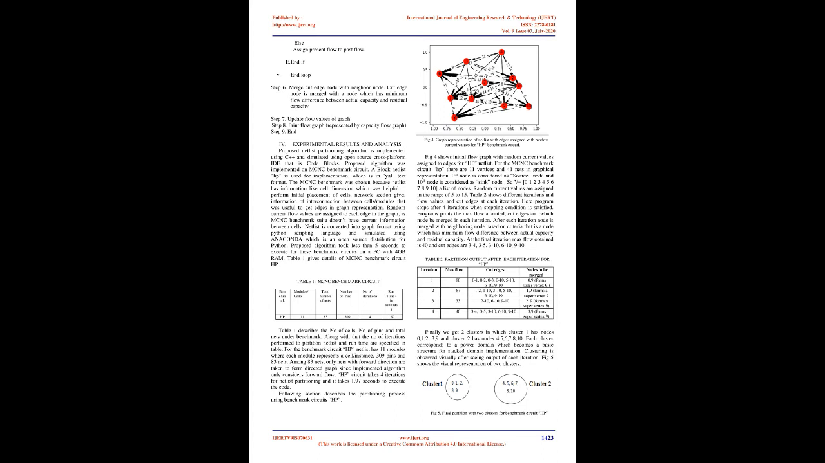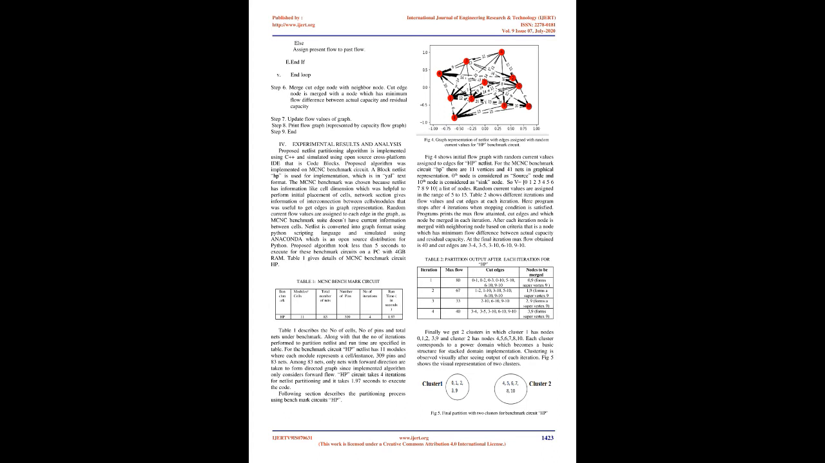1.97. Table 1 describes the number of cells, number of pins and total nets under the benchmark. Along with that, the number of iterations performed to partition the netlist and the runtime are specified in the table. For the benchmark circuit, the HP netlist has 11 modules, where each module represents a cell/instance, 309 pins, and 83 nets. Among the 83 nets, only nets with forward direction are taken to form the directed graph, since the implemented algorithm only considers forward flow. The HP circuit takes 4 iterations for netlist partitioning and it takes 1.97 seconds to execute the code.